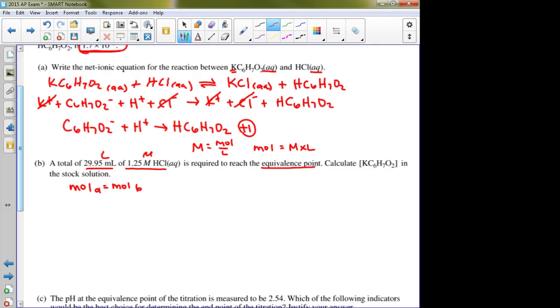Has anybody picked up what we can do yet? Or are y'all going to make me go through all the big long steps? 37.44. So we've got 29.95 milliliters times 1.25 molar. So that gave me what, Dylan?